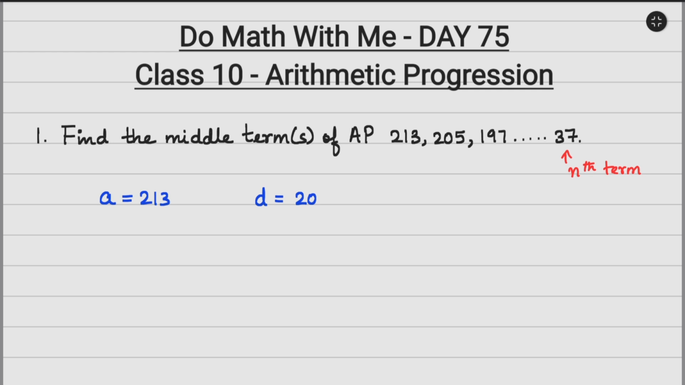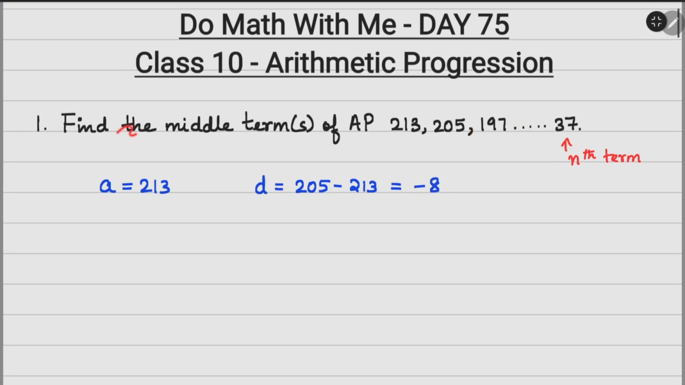The common difference between any two consecutive numbers is 205 minus 213, which is minus 8. Even if you subtract 197 minus 205, you'll get minus 8. Now, find the middle term. In order to know the middle term, you should know how many terms are there in the sequence. So you have to find n first of all. The last term is the nth term.